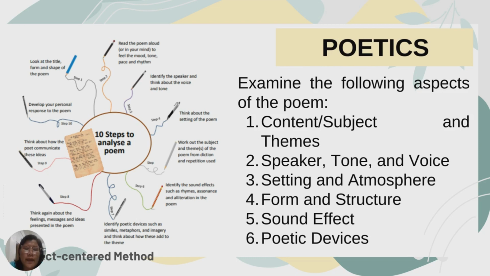The next step is to work out the subject and theme of the poem from the diction and repetition used. The sixth step is to identify the sound effects such as rhymes, assonance, and alliterations in the poem. The next step is to identify the poetic devices such as similes, metaphors, and imagery, and think about how these add to the themes. The next step is to think again about the feelings, message, and ideas presented in the poem. And the next step is to think about how the poet communicates these ideas. The last step is to develop your personal response to the poem.